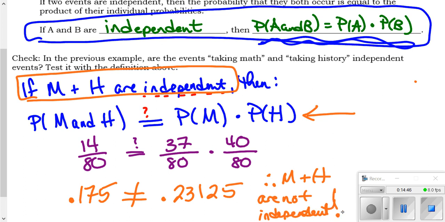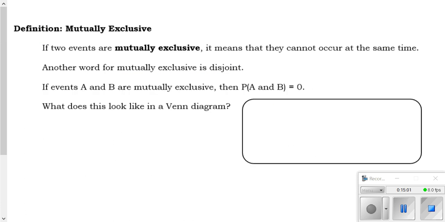Which, guess what that is called? You're right, dependent. Not independent means dependent. Okay, awesome job. All right, so this is a way that things get used, like that definition gets used as a test to see if events are independent or not.